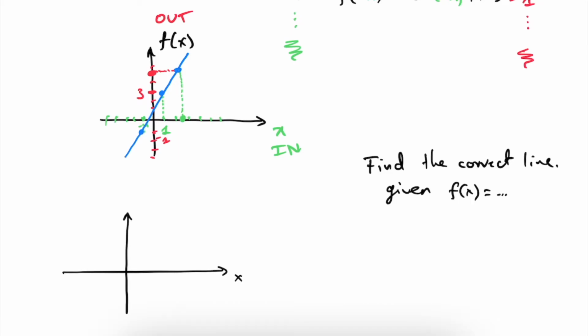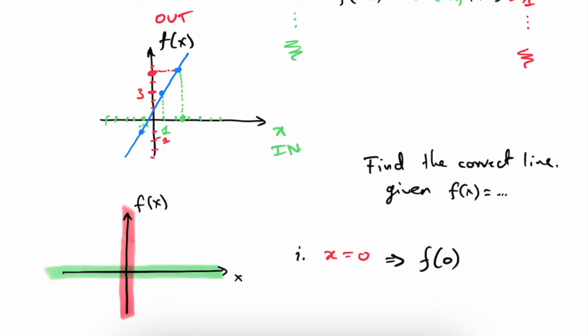Here is our input and here is our output. So we need 2 points. Let's say that the first point is where the line crosses the vertical axis. So where is this? Well, this is exactly where x is equal to 0. This means that our first point will come from f of 0. The second point that we want to use to draw our line is where our line crosses the horizontal axis. And this second point is where f of x is equal to 0.